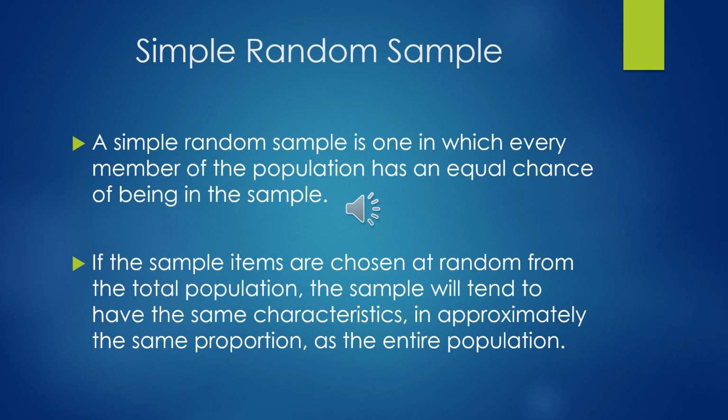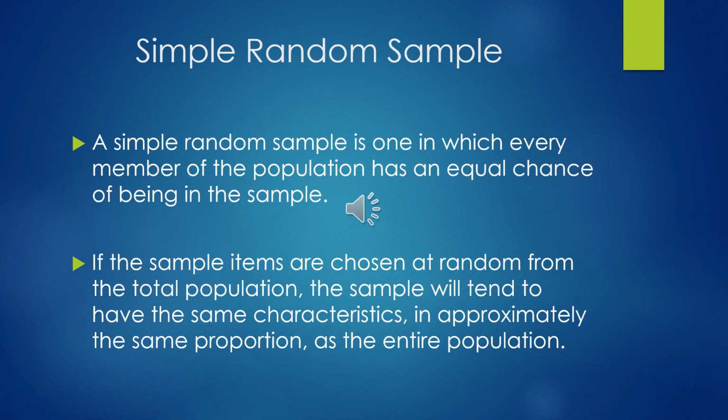There's many ways to choose a sample, but probably the most effective way is a simple random sample, in which every member of the population has an equal chance of being in the sample. So if we wanted to sample voters in the United States, let's say, then a random sample would choose people randomly from the total population. And the idea is that if the sample is truly random, then the people within the sample will have the same characteristics in approximately the same proportions as the entire population.